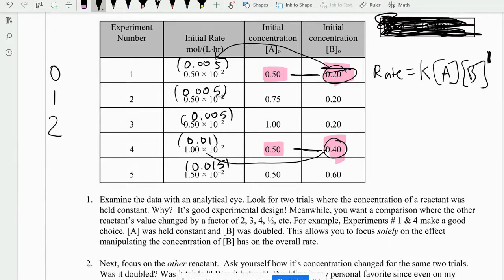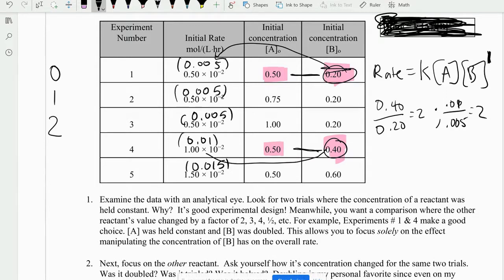Okay, and if you don't believe me, you can say, well, from trial 4, we're comparing trial 1 and 4. The concentration of B doubled, right? And when that happened, it looks like our rate also doubled. And that's directly proportional. That is the definition of a first order reaction.